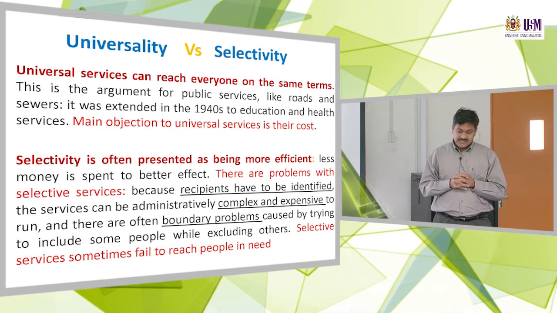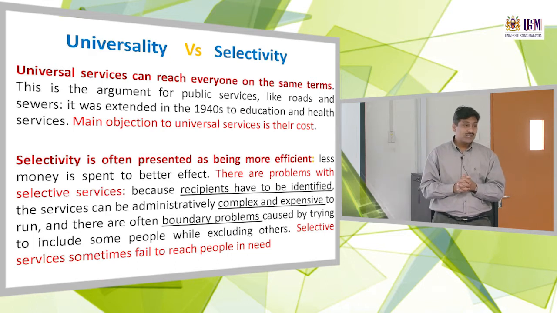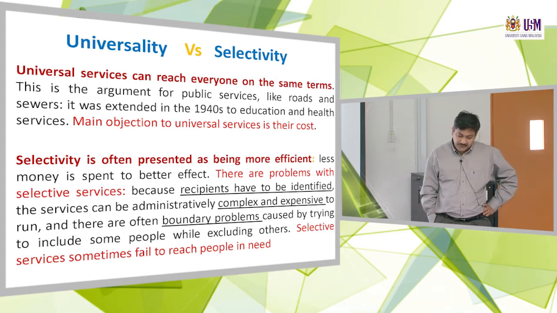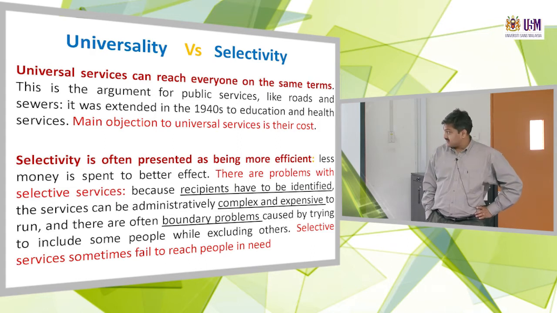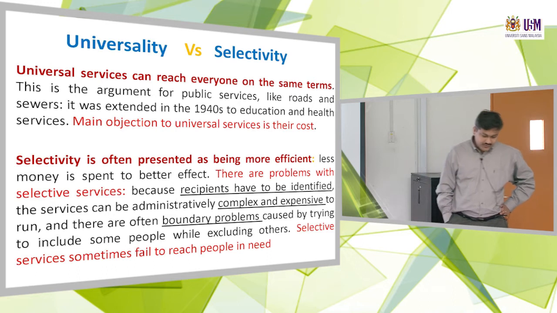Selectivity is often presented as being more efficient because you're only giving services to those selected or eligible, a particular group of people. Less money is being spent. There are problems with selective services, of course. That's the argument against selectivity, because recipients have to be identified, there are administrative complexities, and they are expensive to run.